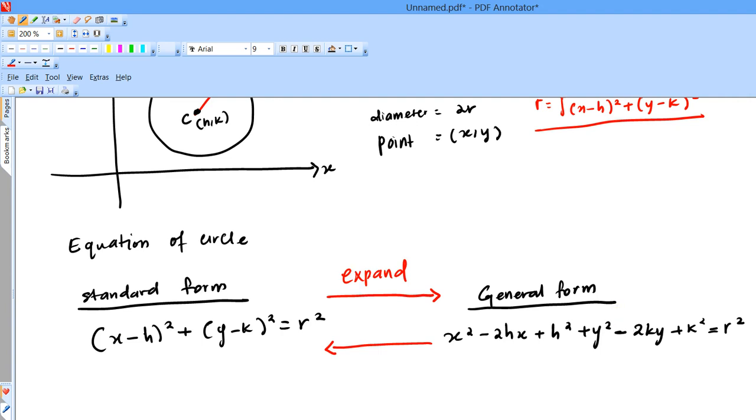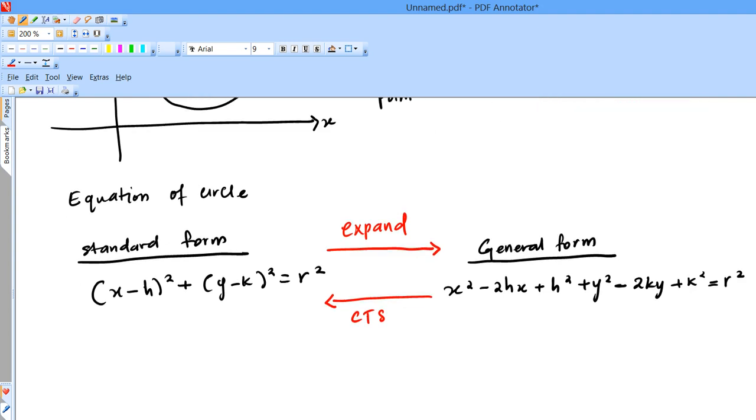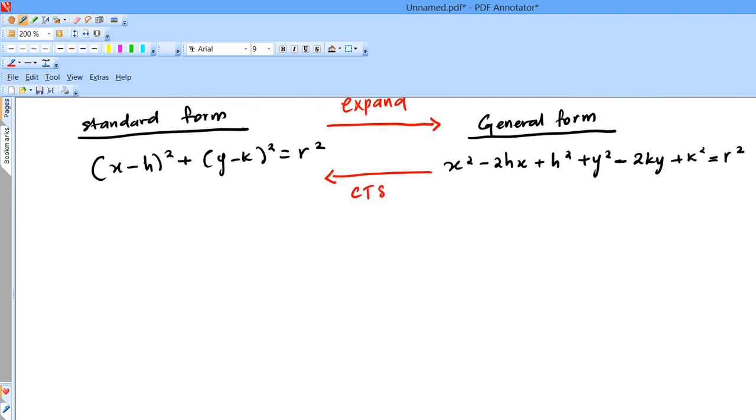But how do we write from general form to standard form? We need to perform completing the square. So remember that from standard form to general form, you just need to expand, and from general form to standard form, you need to perform completing the square. Okay, now let's move to examples.